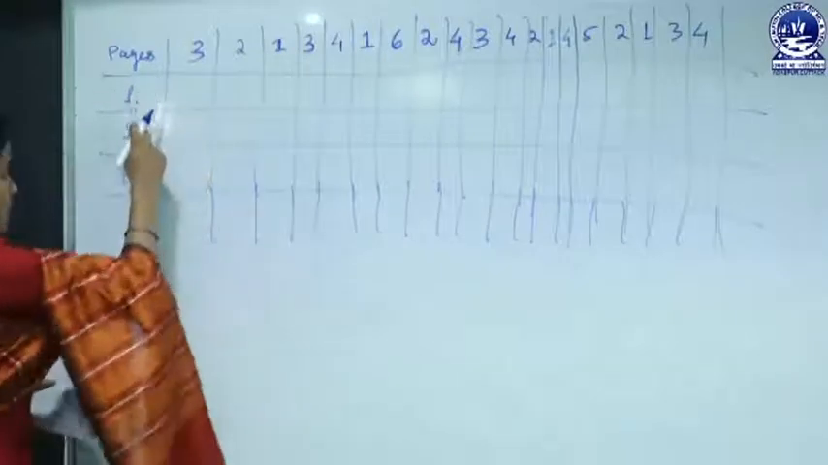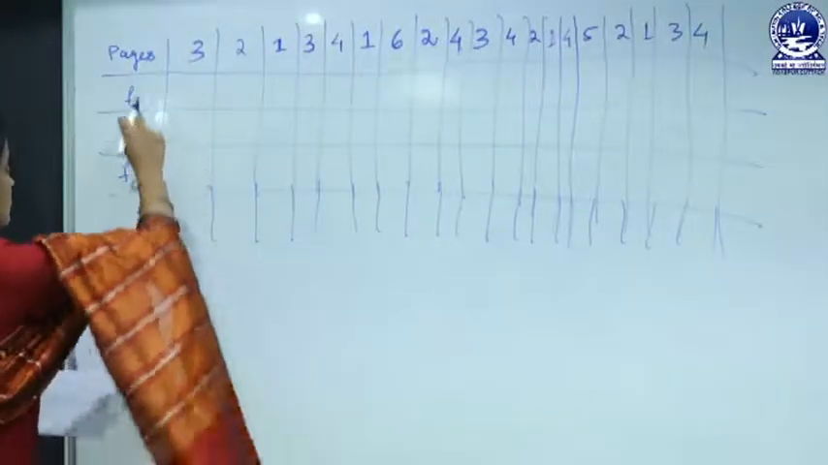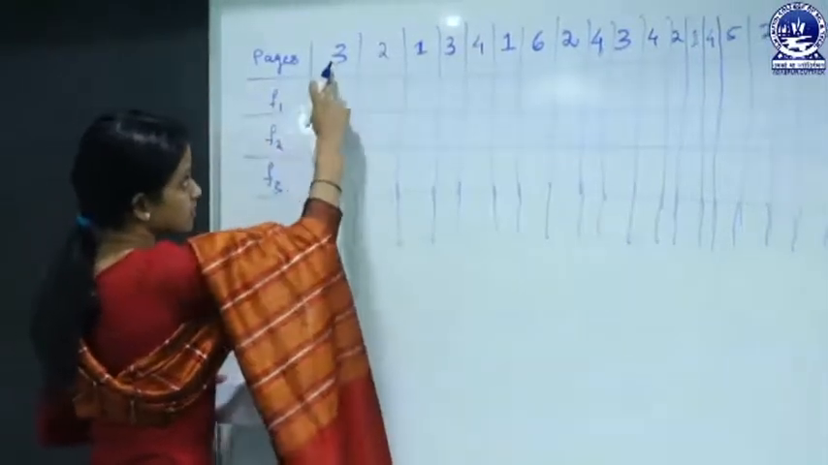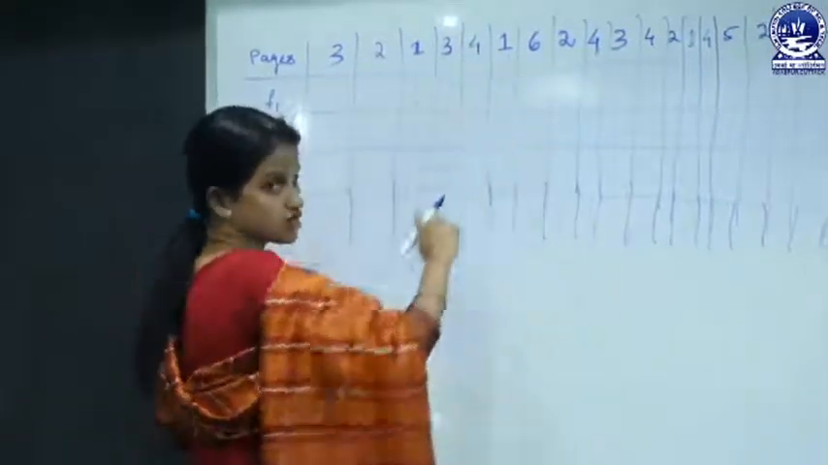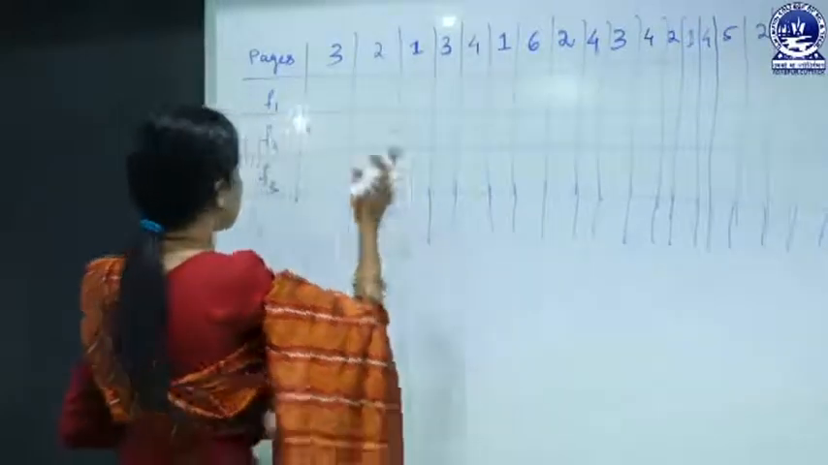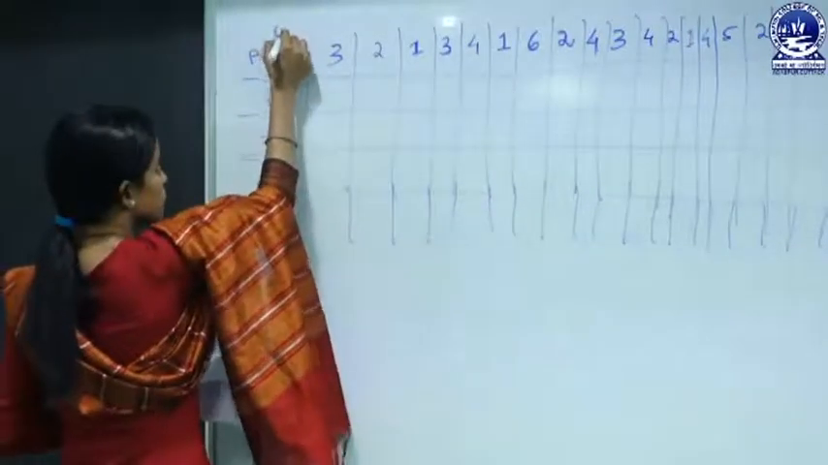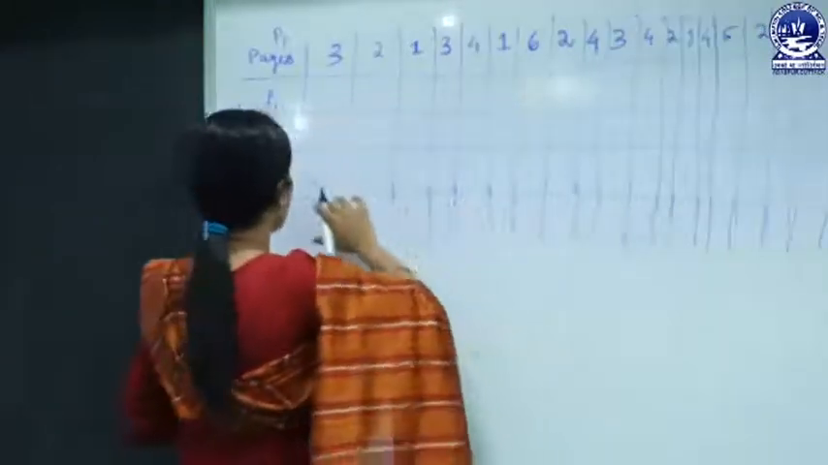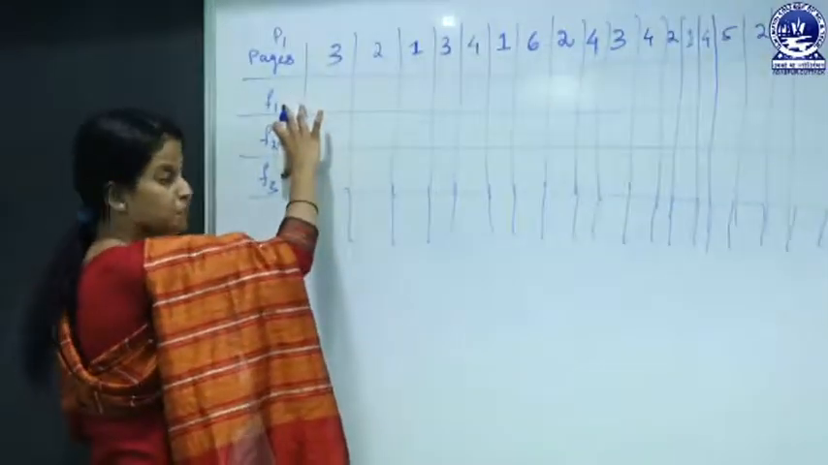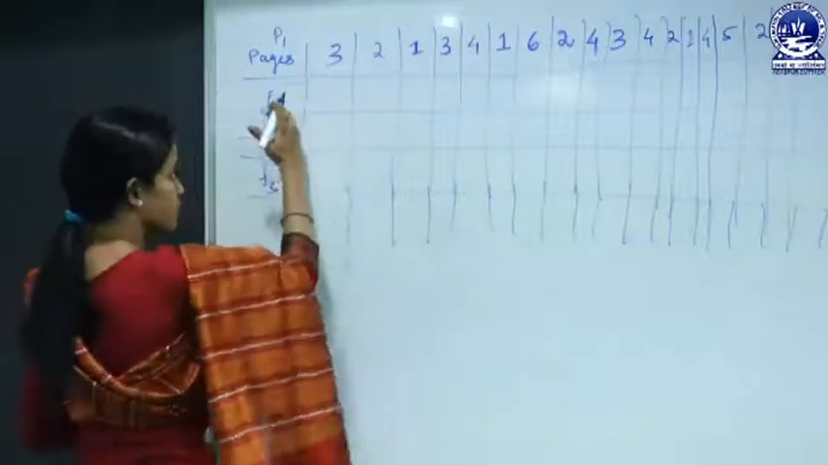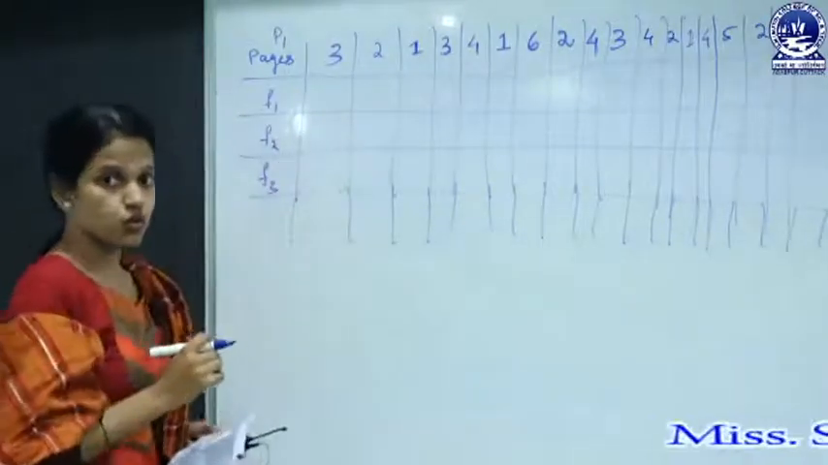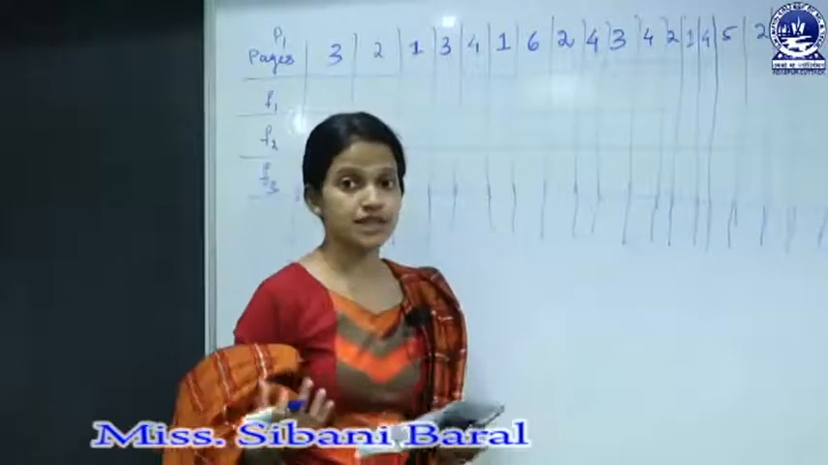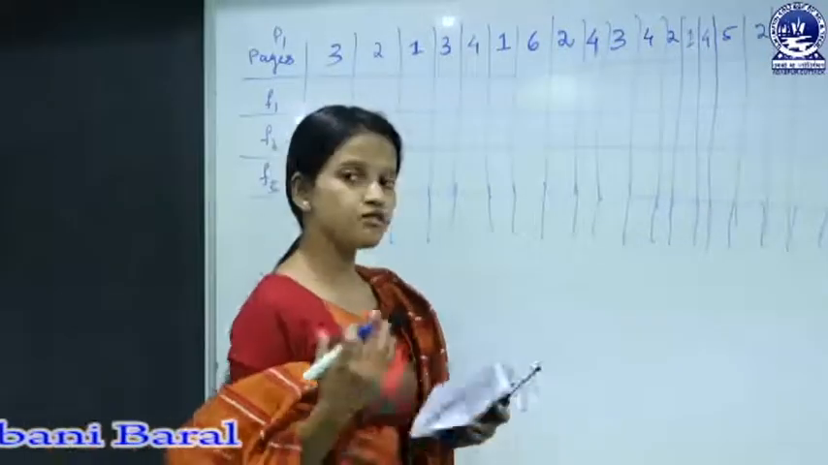So these are frames F1, F2, F3, and this is the request string, or you can say pages. Here these are the pages, and suppose this is the process P1, and P1 has these pages, these blocks, and we have one main memory which is divided into frames F1, F2, F3. So we are going to apply FIFO page replacement. Okay, first in, first out.